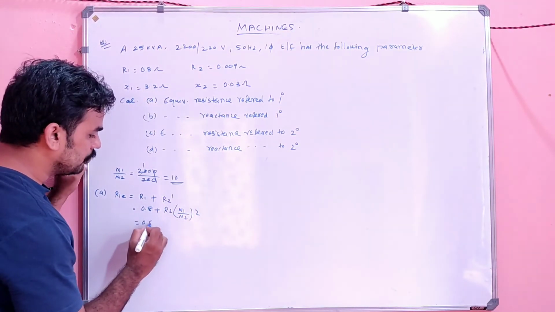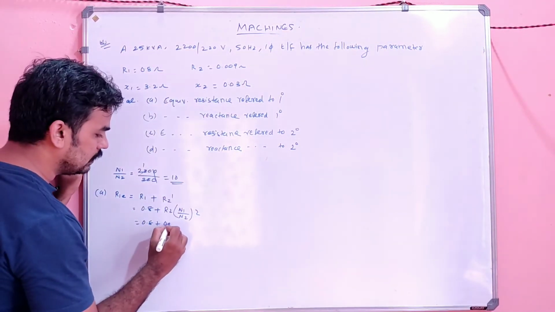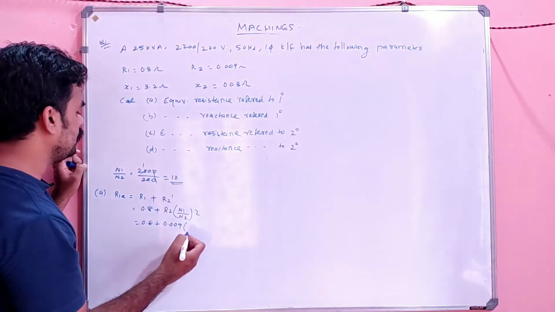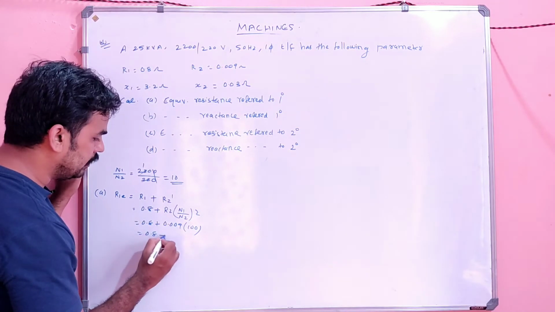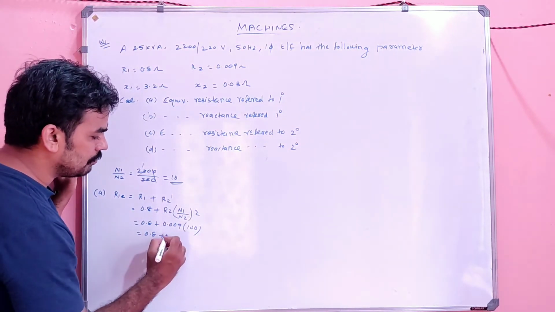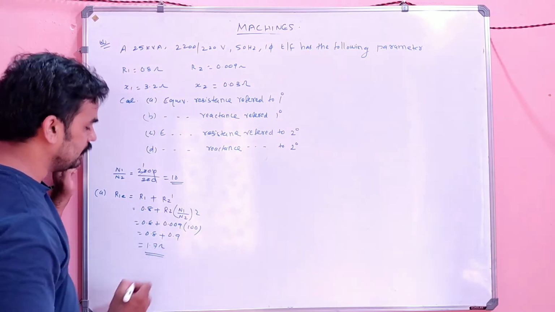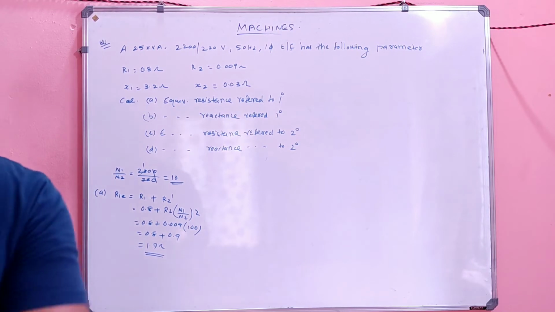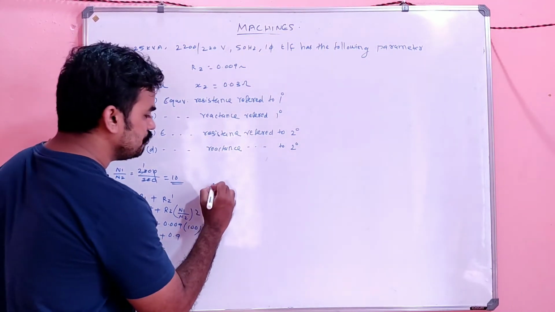So it will become 0.8 plus old R2, which is 0.009, into N1 by N2. What is that N1 by N2? It is 10, right? So squared it becomes 100. So it will become 0.8 plus 0.009 into 100, which is simply 0.9. So 1.7 ohm, right? So that is R1 equivalent, R1E. And next B, what is that?